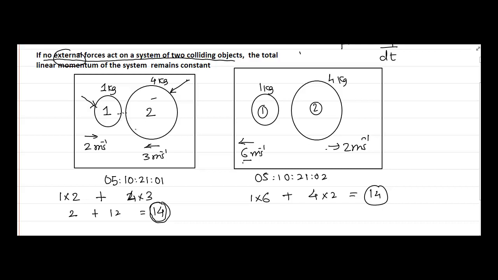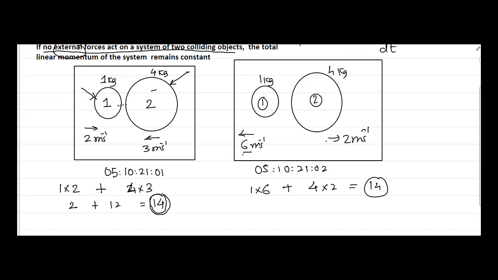So when two objects collide with each other, there is no external force acting on them. And in that situation, the total momentum remains constant or the same. So this is how we can explain or understand the law of conservation of linear momentum.